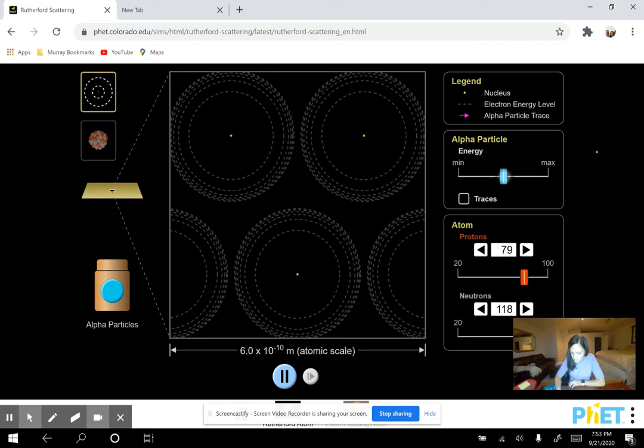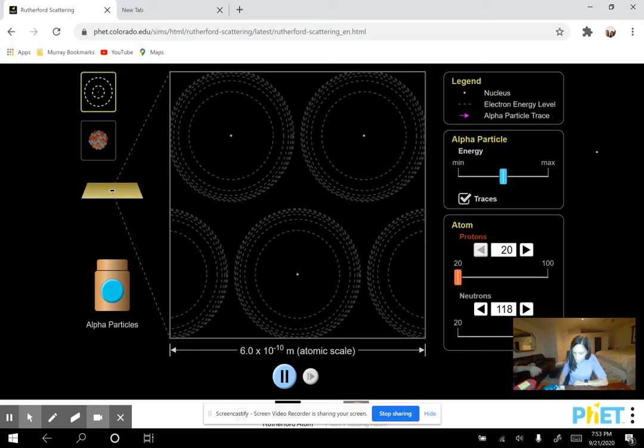So I want to start with it somewhere in the middle. I do want to turn on my traces. So I'm going to turn on the traces. And this area right here, we can put the amount of protons that are in our atom. So when we want to start out with this, we want to start this out at about 20. So we're going to go all the way down to 20.